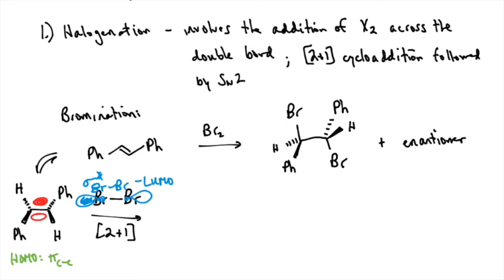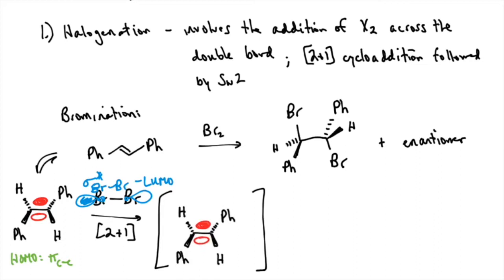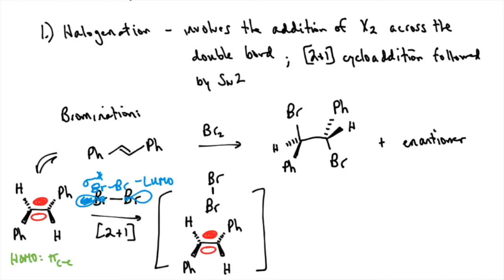So how does this orient? You're going to get a transition state in which you take the alkene, copy it over, and orient the bromine so that it's perpendicular. The bromine is going to orient itself this way. Now, why does it do that? It does that because the pi CC can then grab the sigma star bromine-bromine bond.